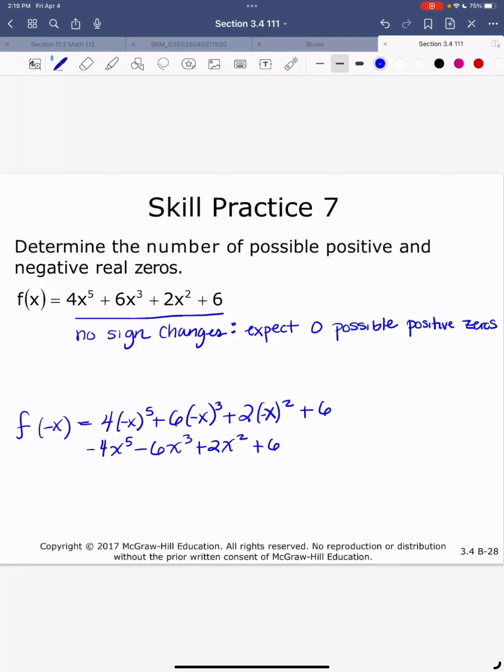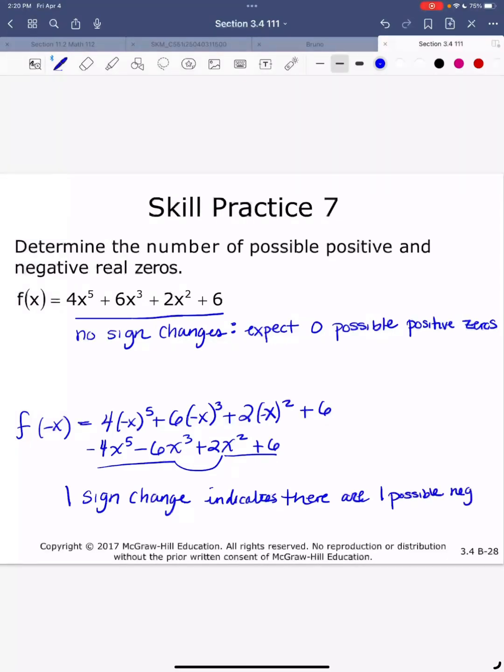Now, sign changes. I have negative to negative. Here is my first sign change. I went from negative to positive. And then I stay positive. So I only saw one sign change. So one sign change by Descartes' rule of signs indicates that there is one possible negative zero.